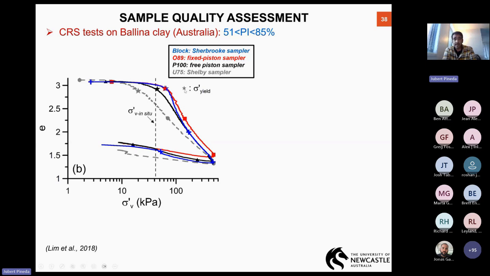The stars indicate the estimated pre-consolidation stress, and you see that the block sample and the fixed piston sampler give you more or less the same pre-consolidation stress. The P100 gives us a lower value, and the Shelby tube gives us a value which is lower than the in situ stress, which is not possible.